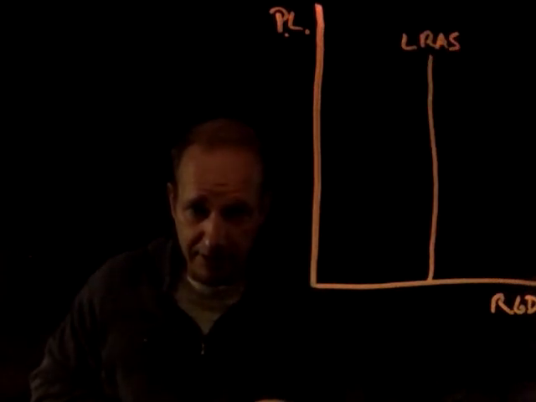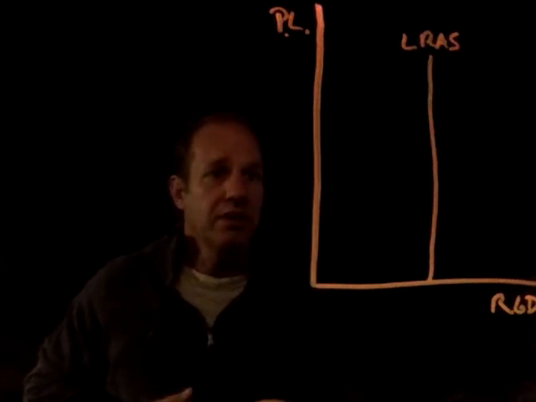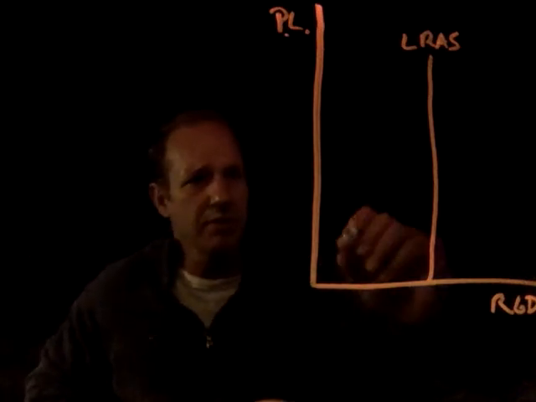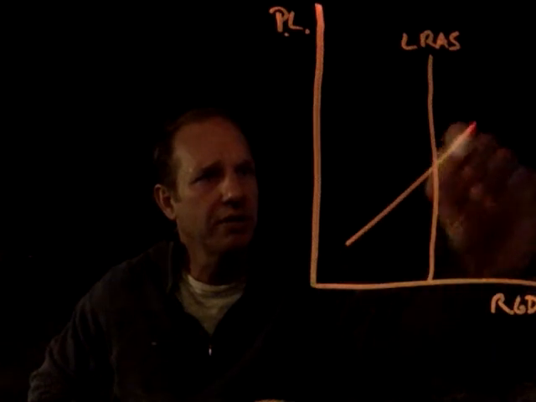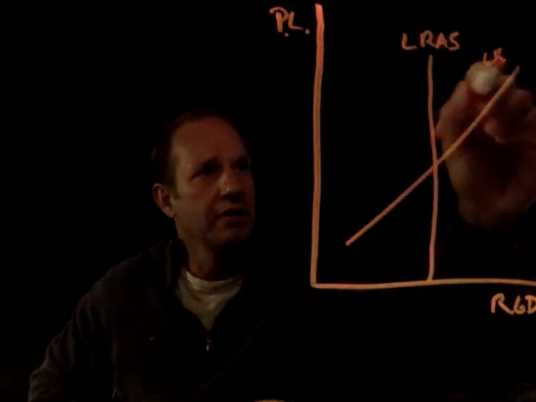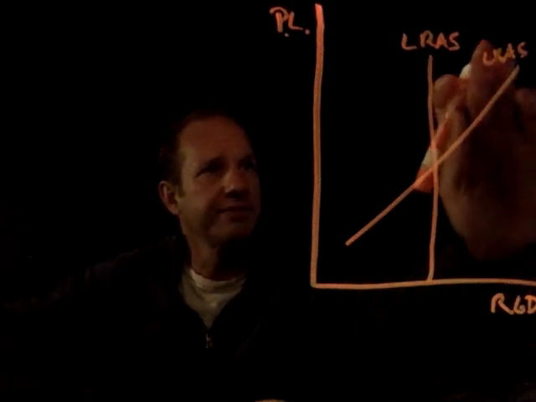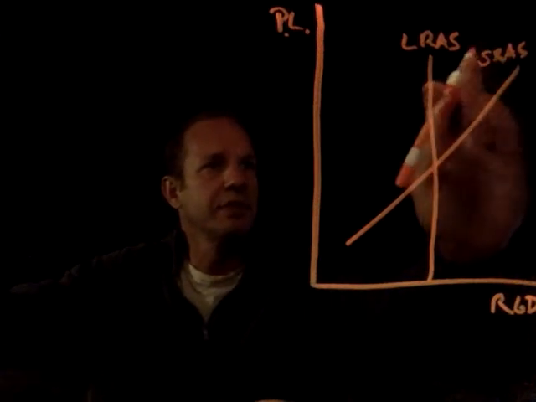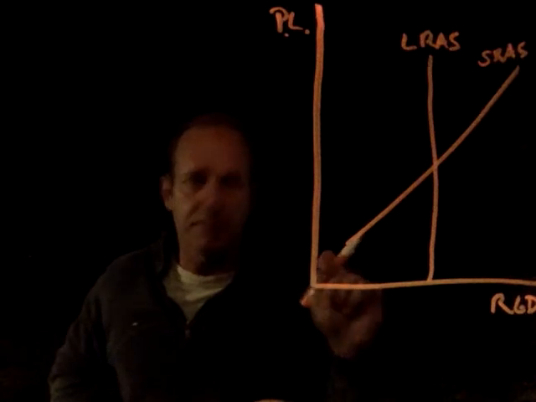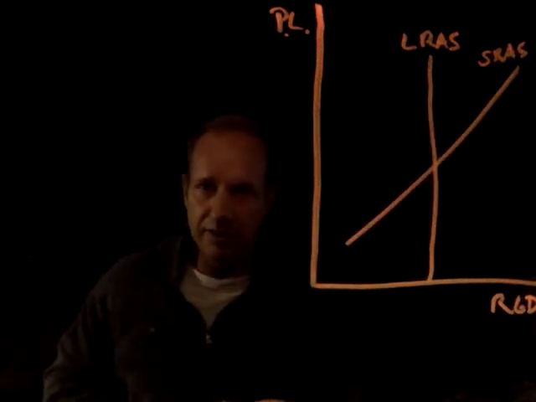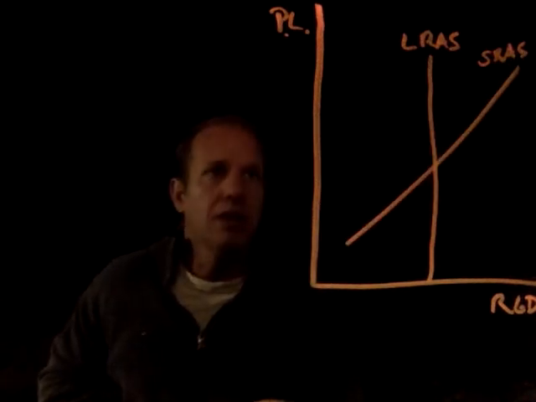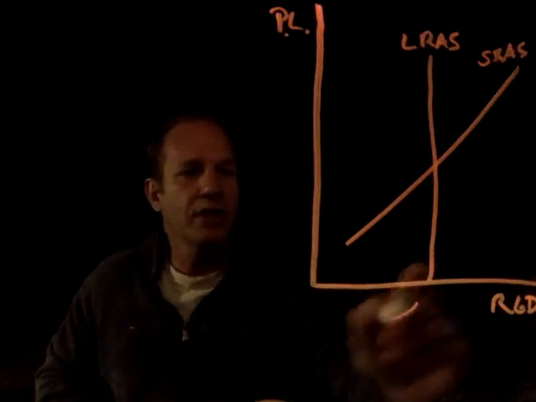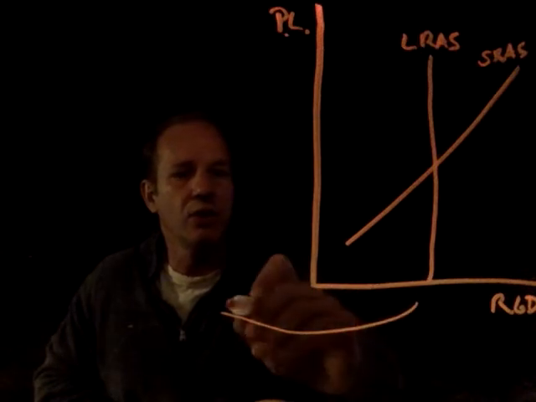What has he done? He's drawn, he didn't say aggregate supply. He drew a vertical line. I was expecting an upward sloping line. Well, we do have an upward sloping line as well. Oops. We have a long run aggregate supply curve and a short run aggregate supply curve. Let's focus our energy here for now.